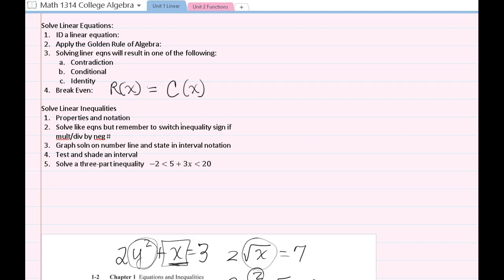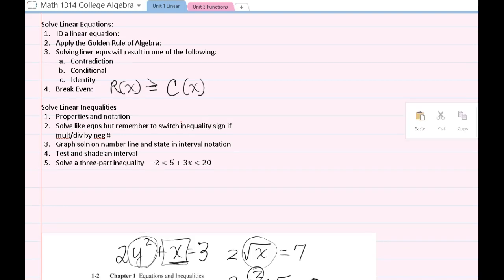So when you think about a break even, it's going to be that the revenue and the cost are equal to each other. Now, usually in business, you want to make sure that the revenue is going to be at least the cost. So you actually want to get more money in than you spent making the items. So let's move on to solving linear inequalities.